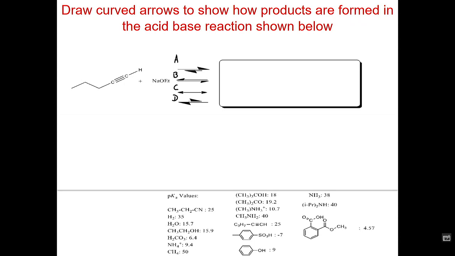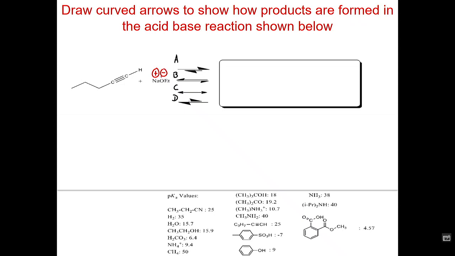We are going to draw curved arrows to show how products are formed in the acid-base reaction shown below. Here we have a reaction between a terminal alkyne and sodium ethoxide. So we are going to first draw our charges on sodium ethoxide, which is NaOEt. Na is plus, so Na plus, and OEt is oxygen is minus.